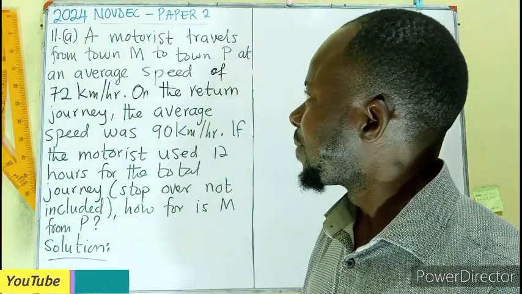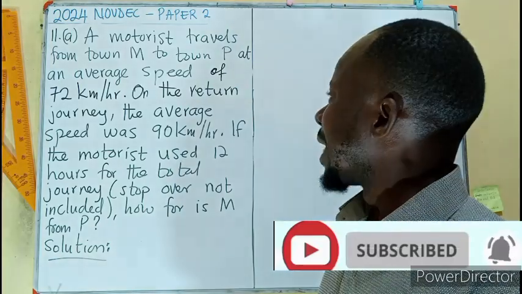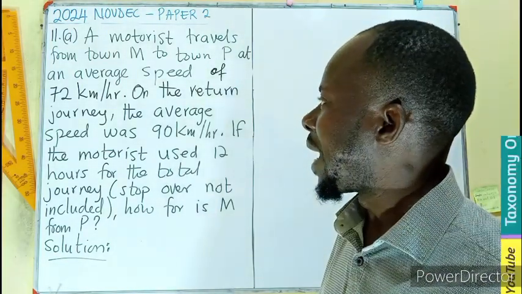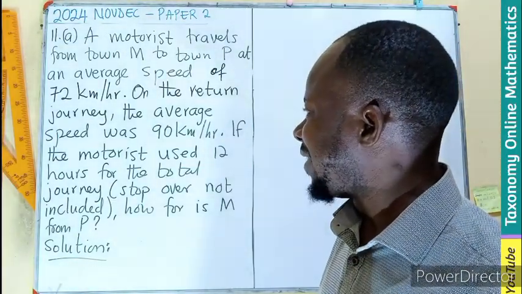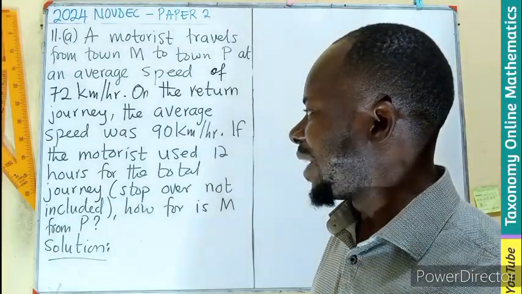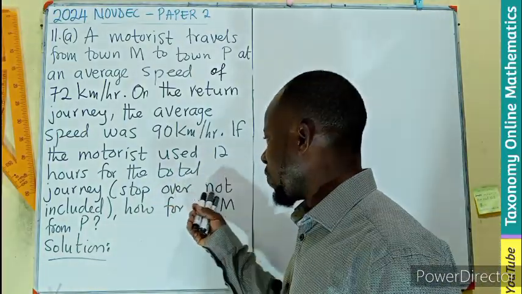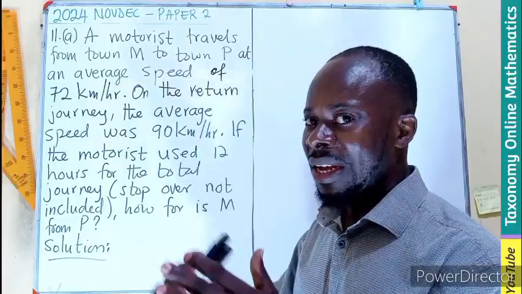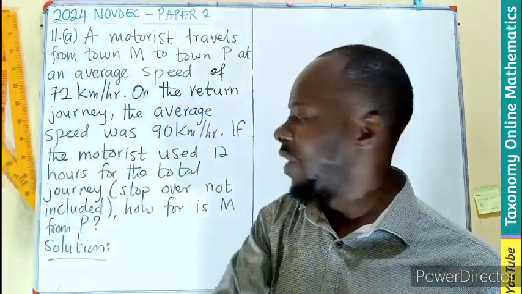Question 11A. A motorist travels from a town M to the town P at an average speed of 72 kilometers per hour. On the return journey, the average speed was 90 kilometers per hour. So if the motorist used 12 hours in total for the total journey, stopover not included, meaning when there is a stopover, that is not part of the calculation. We are having direct inflow and return journey.